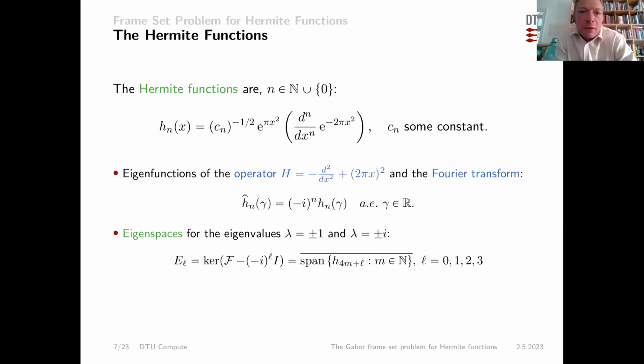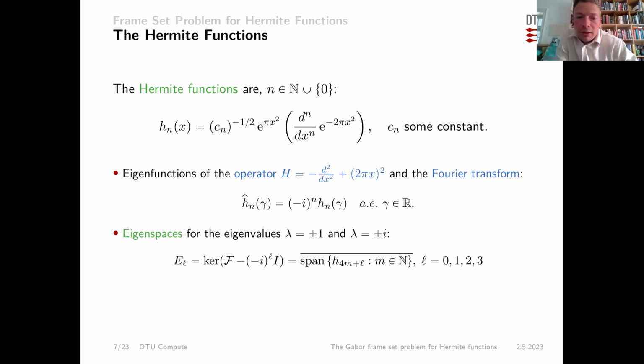All right, so the Hermite functions are defined in the following way. It's a Gaussian multiplied by the Hermite polynomials up to some constant. They are eigenfunctions of operators. The first one is this differential operator H, but more importantly, they are eigenfunctions of the Fourier transform. And the eigenvalues, as you know, are plus minus 1 and plus minus i. And the eigenspaces, I denote those by E_L, where L is an integer between 0 and 3.